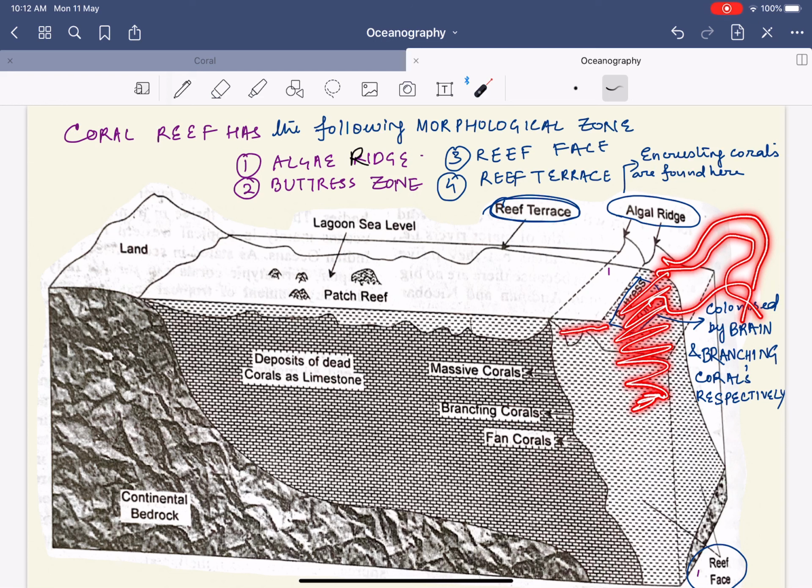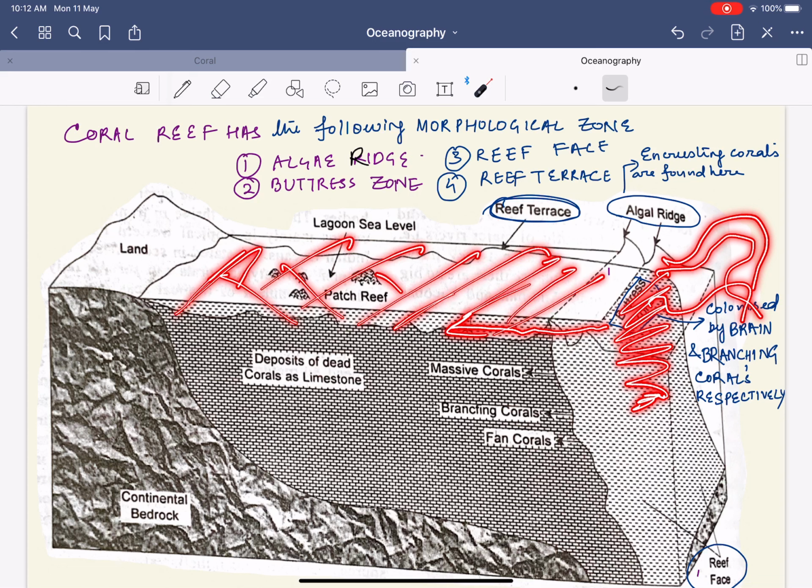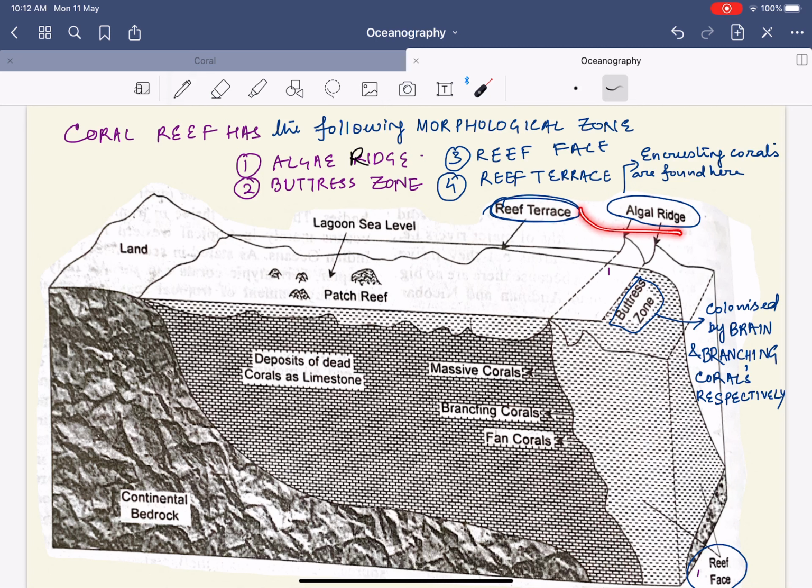As a result, the backward region is basically saved from erosion. Hence, it is the algal ridge and the buttress zone that reduce the wave energy that strikes over here, and hence protect the coral reef from further erosion. This is one thing. Next, we have the lagoon.